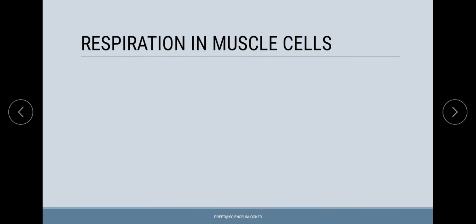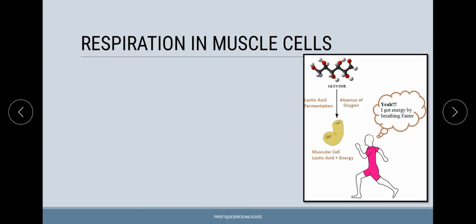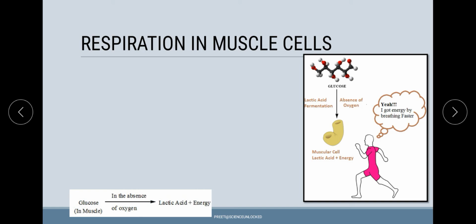Now the next category that we have is the concept of respiration in muscle cells. So this is the condition in our body that if we perform any kind of activity which is sudden for the body, then in that case the involved muscles have to perform in a sudden manner.